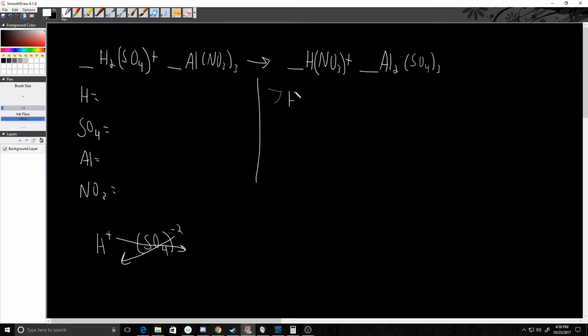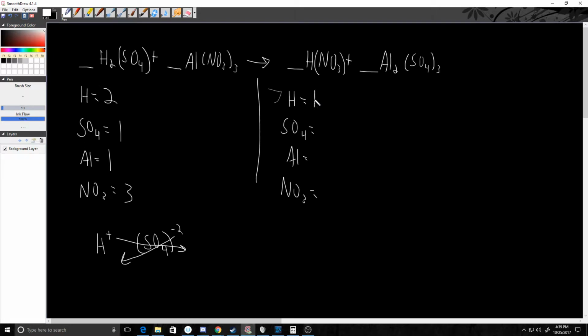This side, I'm just going to leave things in the same order. And NO3. All right, so now when I go through to do this, I have 2 hydrogens. Figure out how many SO4s I have. I'm going to look right here, just on the other side of this parentheses. There's no number there, so it's implied it's a 1. I have 1 aluminum. I have NO3. I'm looking down here on this side of the parentheses. There's a 3 outside of the parentheses. So I've got 3 NO3s.